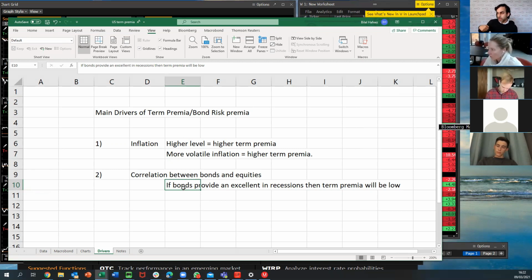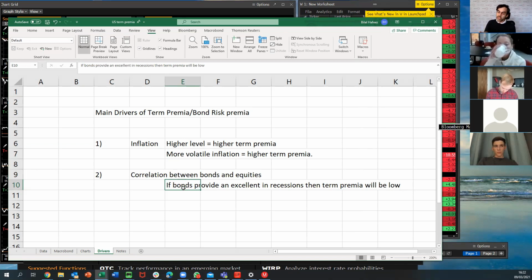So if the bonds provide a good recession hedge, then term premia tends to be low because you're getting this really good benefit of holding the bonds. So it's kind of like a good risk aversion safe haven asset. So it's a safe haven play.